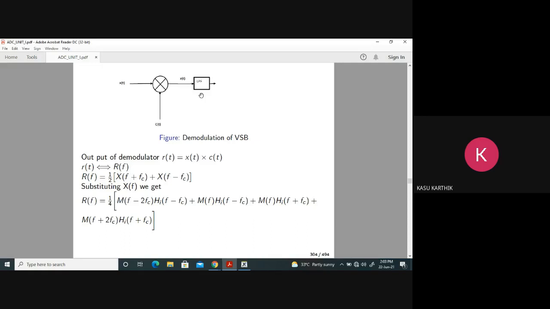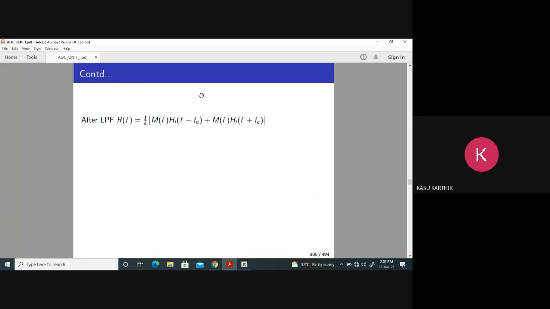So what will happen? Which terms are eliminated? M of f minus 2fc into Hi of f minus fc, these two terms will be eliminated because they are shifted to higher frequencies. So after the low pass filter, this is the output.